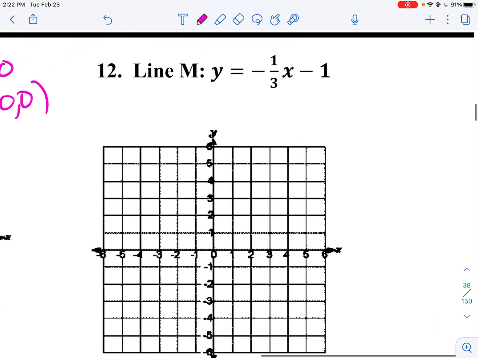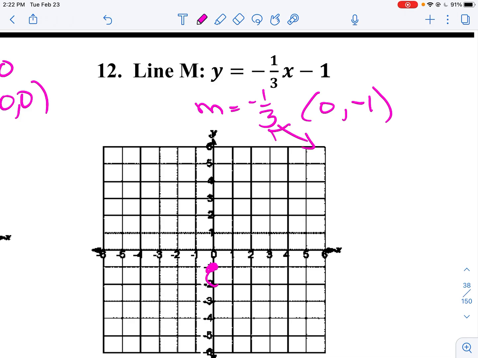And last but certainly not least, my slope here is -1/3. My point is 0, -1. It's going to go downhill, so down 1 over 3. Or we could have gone up 1, but we have to go to the left 3 because that's the negative direction. Oops, that was not good. Go up 1 and over 1, 2, 3. And then I draw my line and put my arrows on.